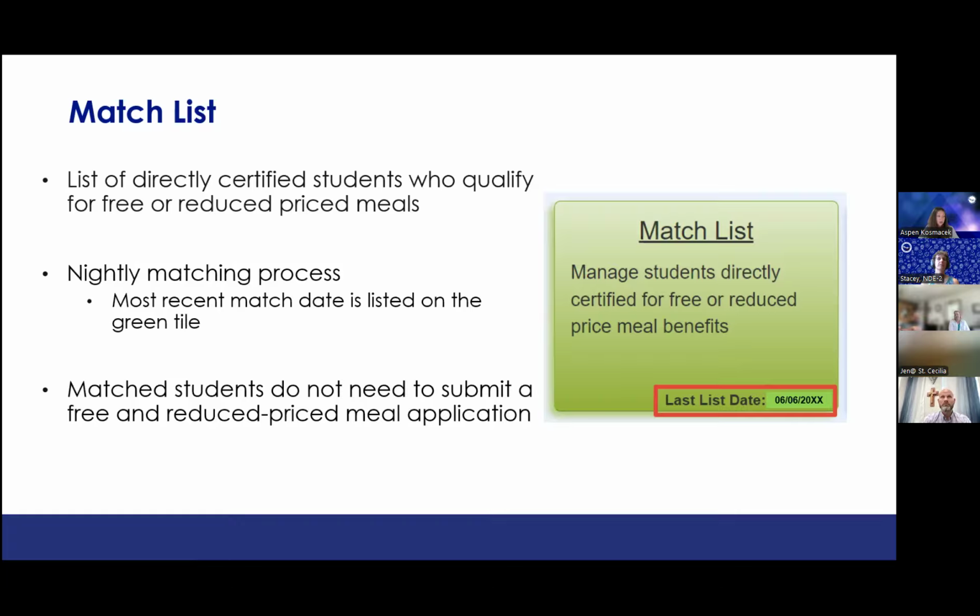And then to view your most recent match date for your district, you can just check the bottom right-hand corner of that green match list tile. This date is highlighted in red there on the screen. So matches will appear under this file for both the Advisor Person ID uploads and your CMP system uploads. You can check that last list date just to make sure you're on track with those dates.